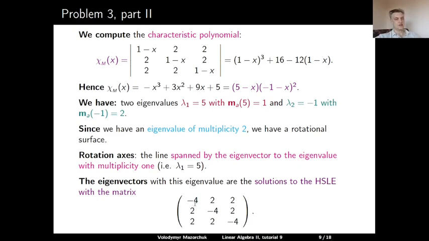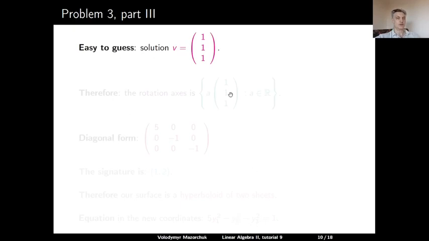So we get the matrix minus 4, 2, 2, 2, minus 4, 2, 2, 2, minus 4. And here it is easy to see that 1, 1, 1 is a solution, because minus 4 plus 2 plus 2 is 0. 2 plus minus 4 plus 2 is 0. 2 plus 2 minus 4 is 0. So we have a solution 1, 1, 1. This is one of the eigenvectors for the eigenvalue 5.